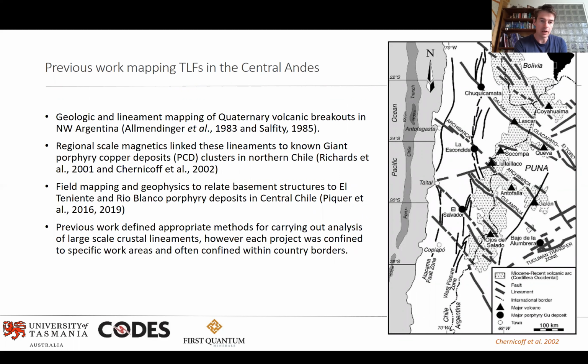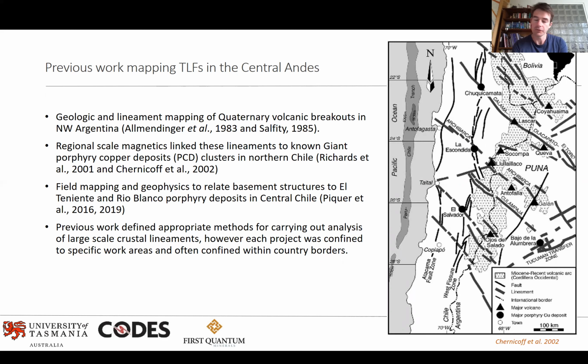There has been previous work done in the Central Andes on identifying regional scale lineaments and translithospheric faults dating back about 40 years now. Originally, the work started with the identification of a pre-existing architecture in northwestern Argentina, which also coincided with volcanic breakouts into the back arc in that part of Argentina. Geophysical data sets were captured about 20 years after that at regional scale, and it was seen that these field observations were also highlighted in regional scale geophysical data sets.